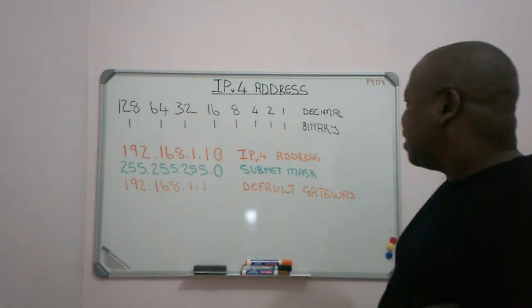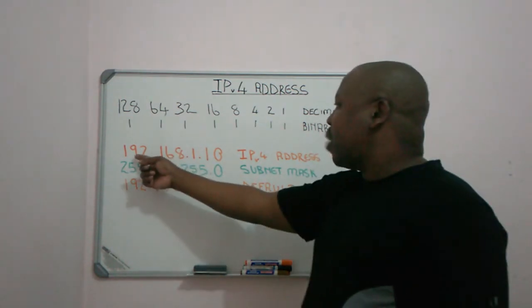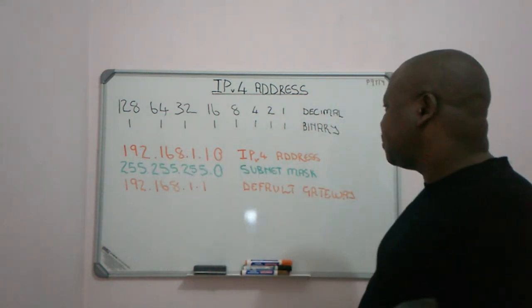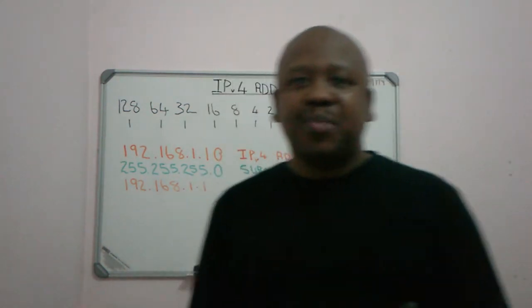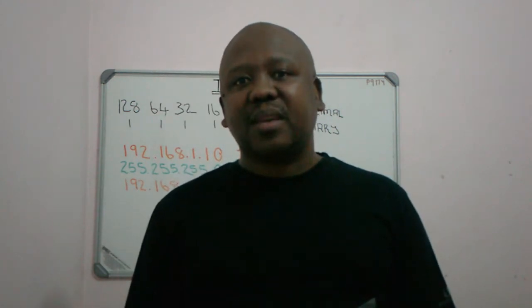We also have an example of our IPv4, which is 192.168.1.10. And our IP address is always paired with a subnet mask.